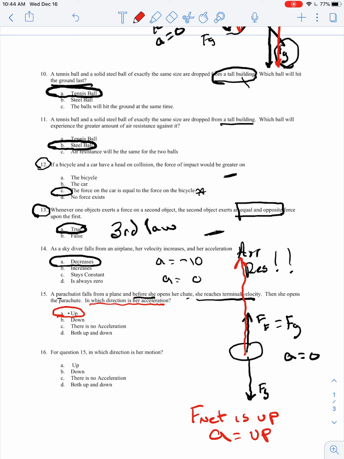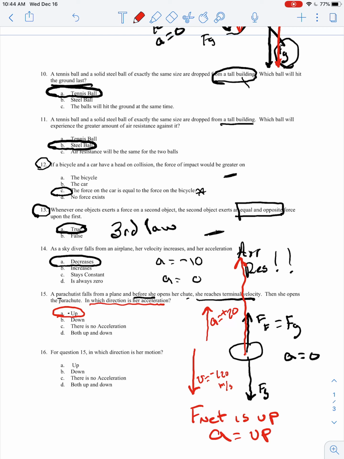Now, remember, that'll just mean that it's slowing down. Because let's say my speed is, I'm going to put the negative because it's going down, negative 120 meters per second. And my positive acceleration is a equals plus 20.